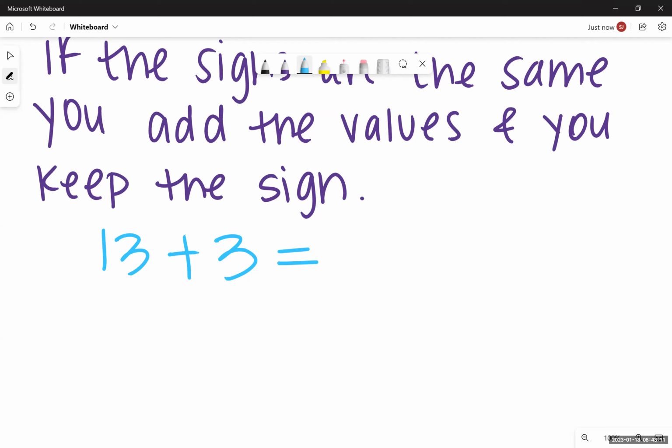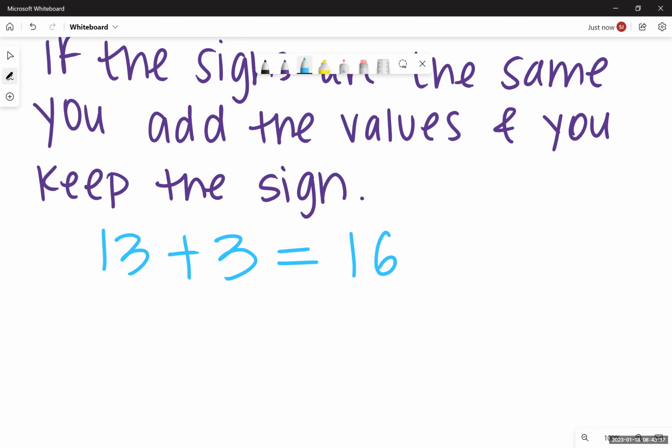like 13 plus 3. What would 13 plus 3 be? 16. But what I see is I see two terms, right? What I notice, they have the same sign. So signs are the same, add and keep, that's a positive 16, right? No one thinks about that one, obviously, because that one's fairly easily understood. You know that you have a positive 13 and you're adding a positive 3, you get a positive 16, right?